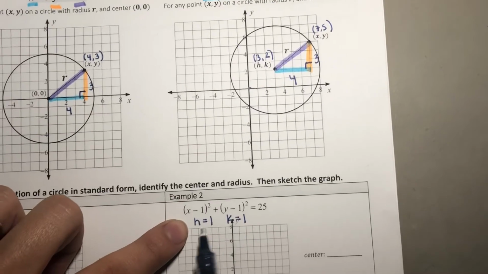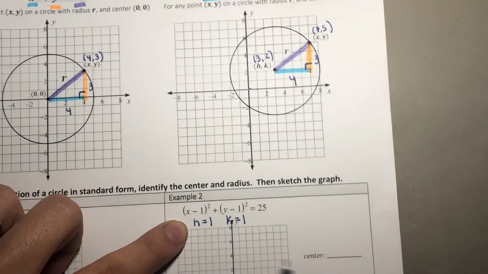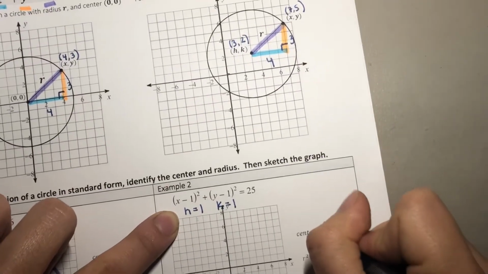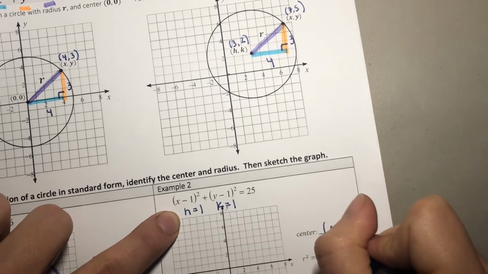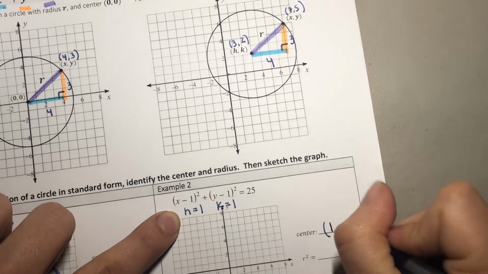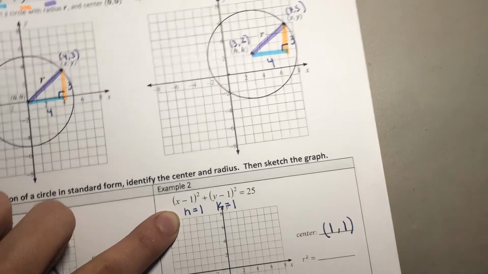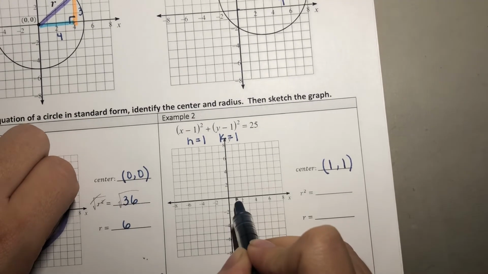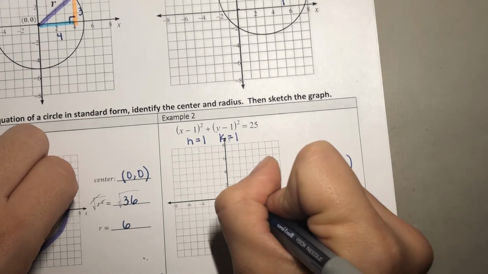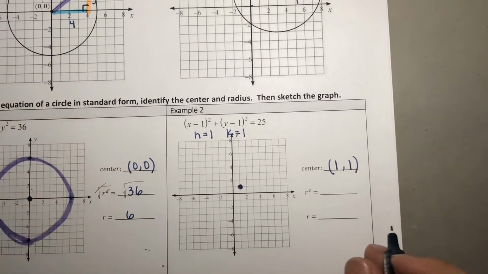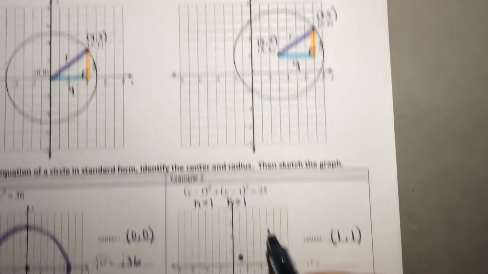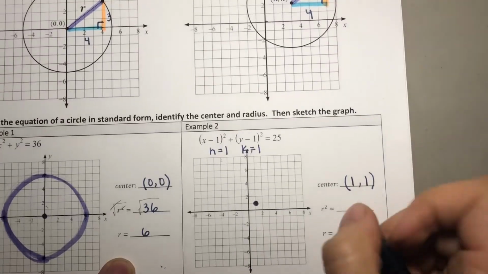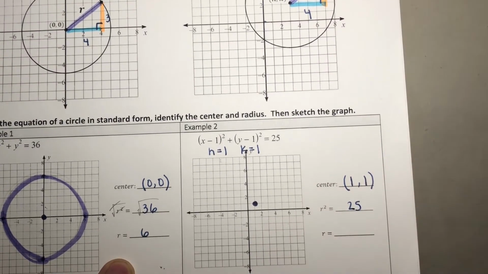Notice how the h and the k give us the center. Here the h would be the x coordinate of the center, and the k would be the y coordinate of the center. So we know that the coordinates of the center are 1, 1. 1 to the right, 1 up. There is the center of the circle. Now the r squared would be this number right here, 25. So 25 is r squared.